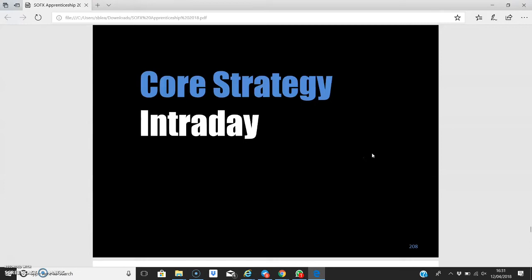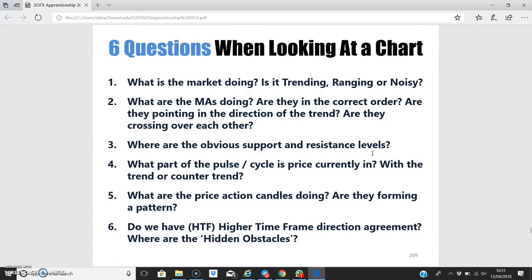So, affects intraday core strategy. 6 questions when looking at a chart. 1. What is the market doing? Is it trending, ranging, or noisy?